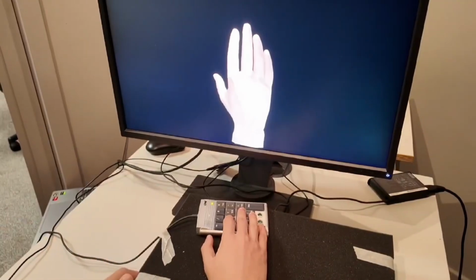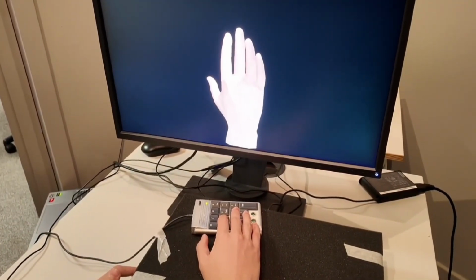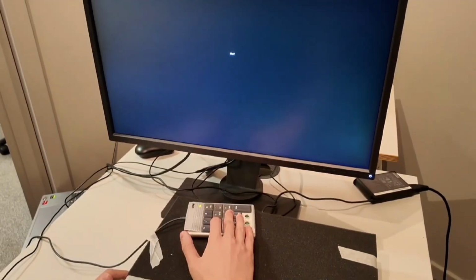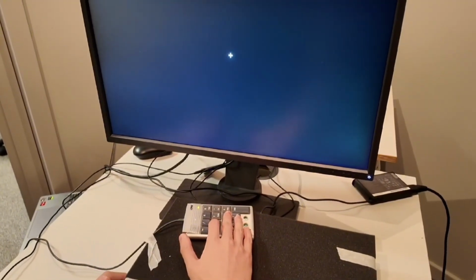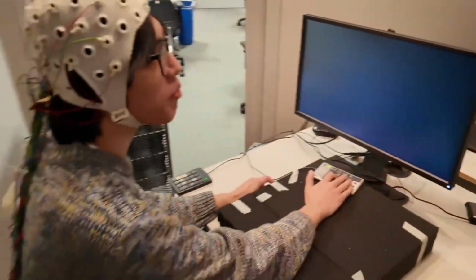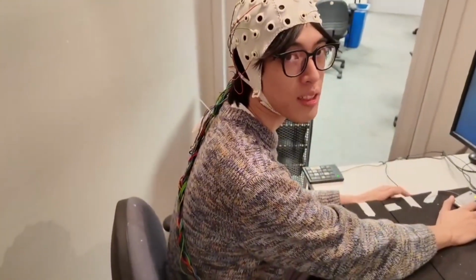We tested this idea in our lab using electroencephalogram, or EEG for short. In our test, participants perform finger movements when seeing an avatar hand on the screen that either does the same action or a different one. People also wear an EEG cap, which records their brain activity when they're looking at the avatar hand movements on the screen.